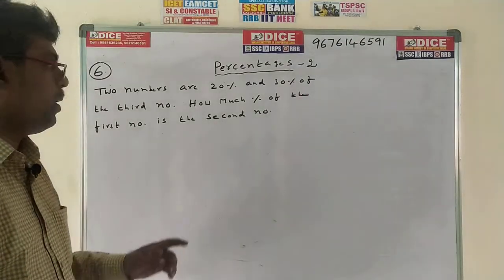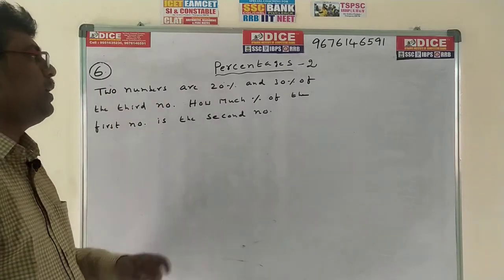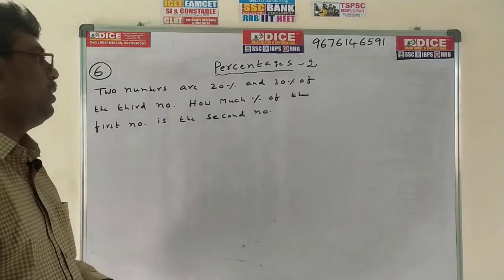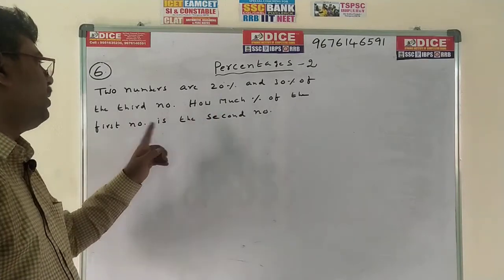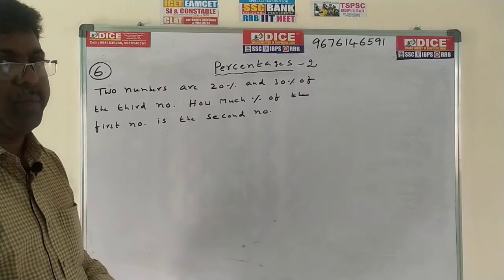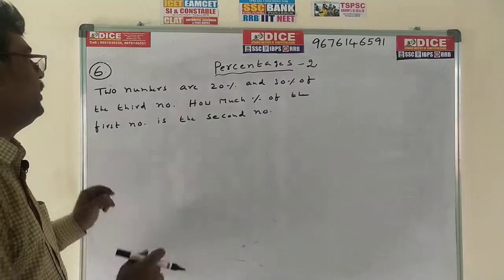Now come to the next problem, the sixth problem. Two numbers are 20% and 30% of the third number. How much percent of the first number is the second number? This is note number 1 formula, you can use the formula. So once again you can see the method.